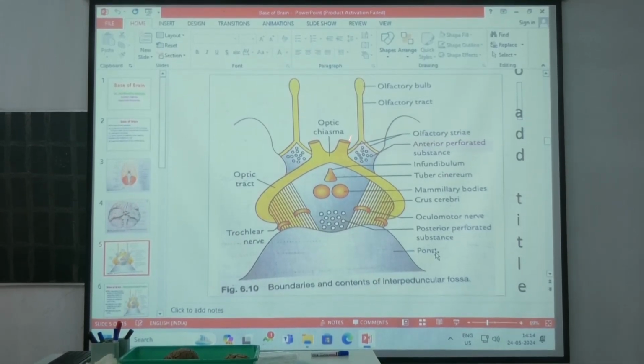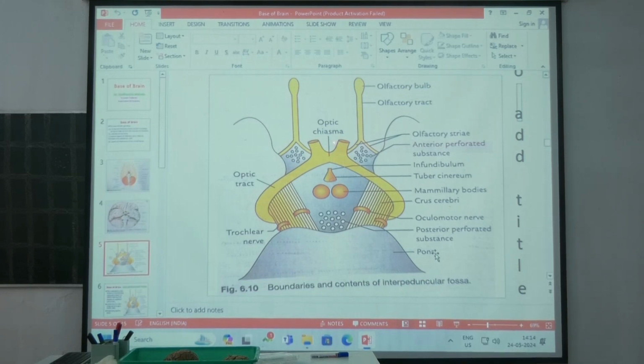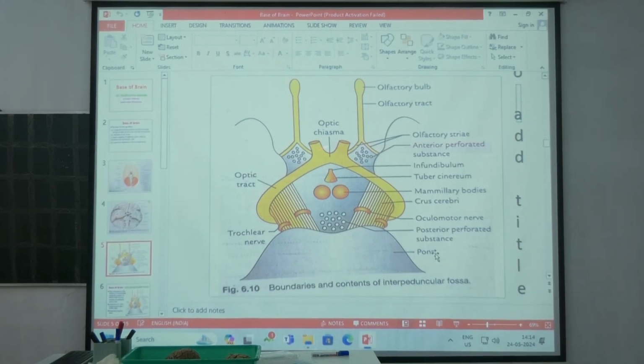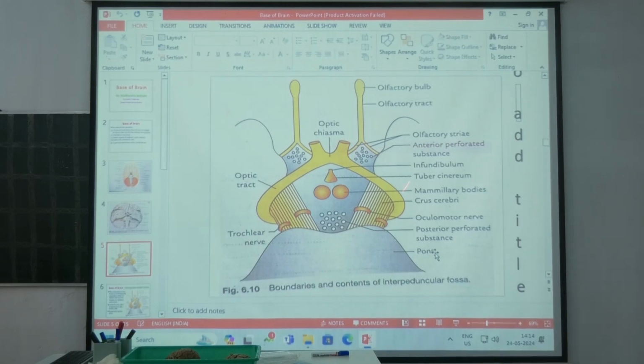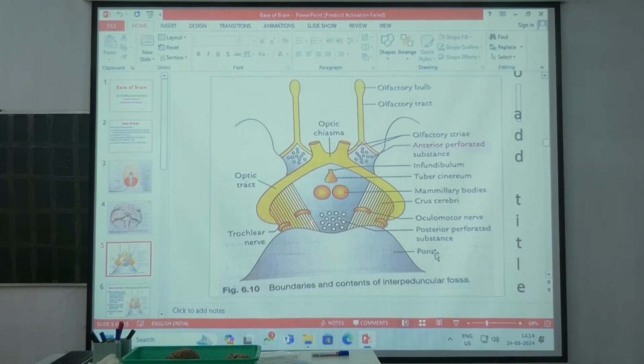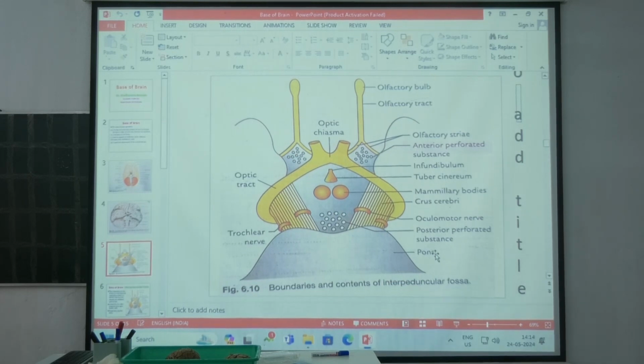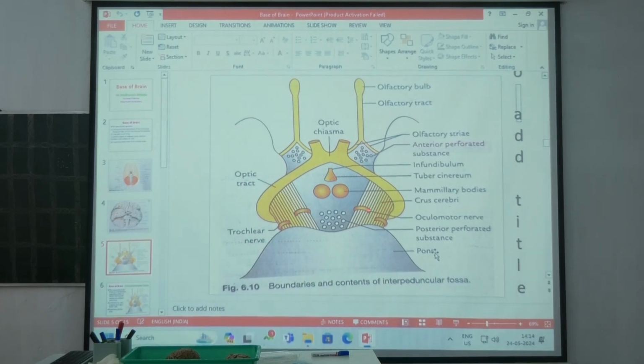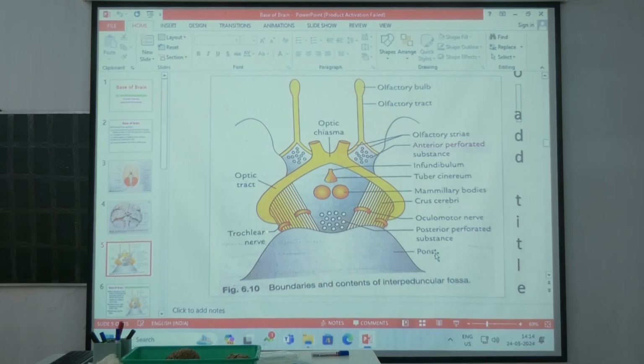Two optic nerves join to form the optic chiasma, which divides into two optic tracts. So these form the anterior boundary. The lateral boundary is formed by these two crus cerebri, and posteriorly by the brainstem, mainly the pons. And these are the contents: infundibular stalk, tuber cinereum, mammillary bodies, and posterior perforating substance. From the medial boundary of the crus cerebri comes out the oculomotor nerve. From the lateral margin of the crus cerebri comes out the trochlear nerve.